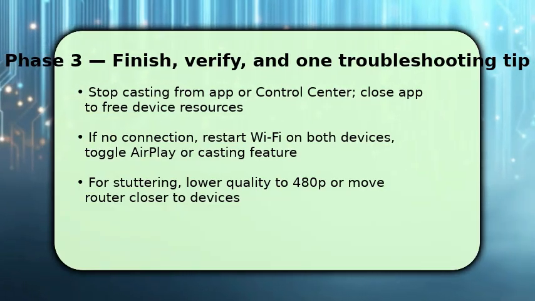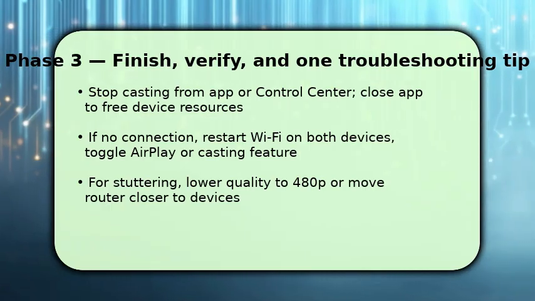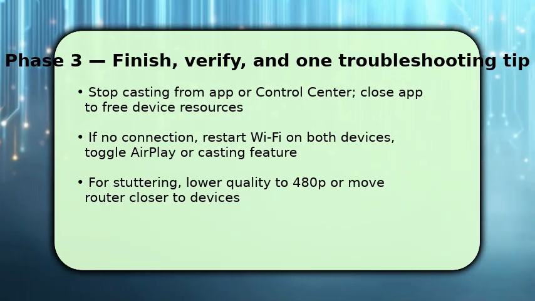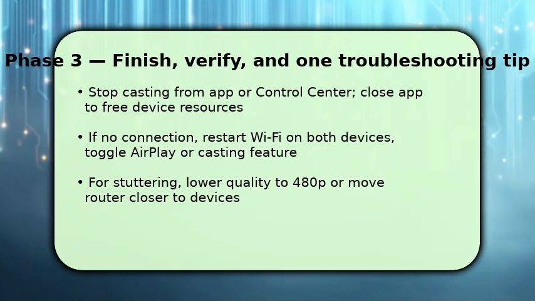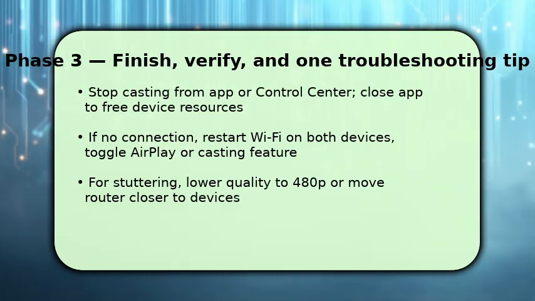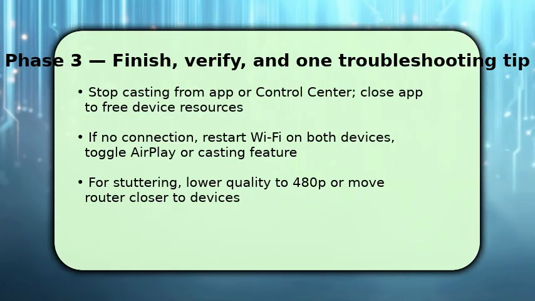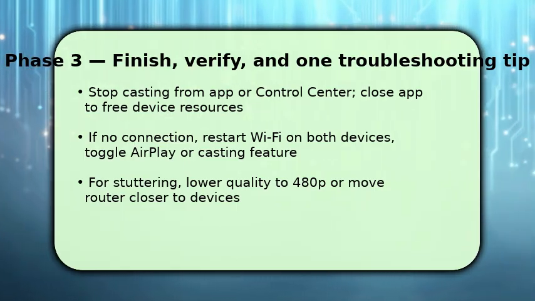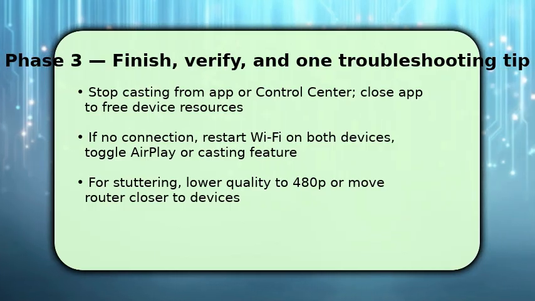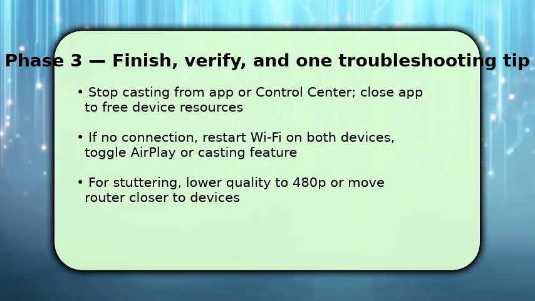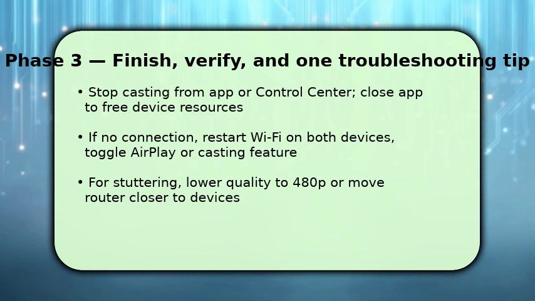If connection fails, restart Wi-Fi on both the iPhone and TV and reselect the target device. This often clears discovery issues. If playback stutters, lower the stream quality to 480p, reboot the router, or move devices nearer to the access point. One key tip: check for multiple networks with the same name. Switch both devices to the exact same.